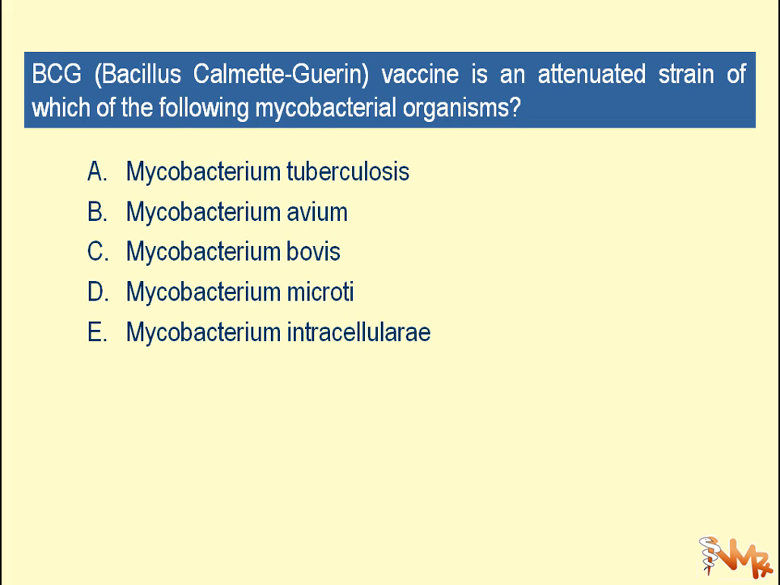BCG vaccine is an attenuated strain of which of the following mycobacterial organisms? Mycobacterium tuberculosis, Mycobacterium avium, bovis, microti, or Mycobacterium intracellulare. The correct answer among the given options is Mycobacterium bovis.